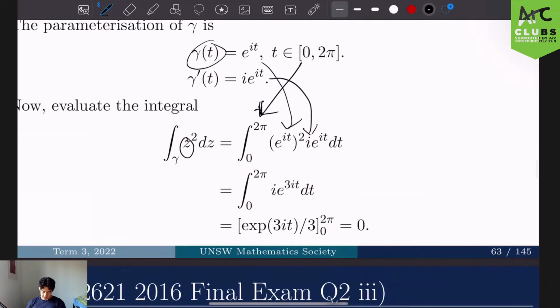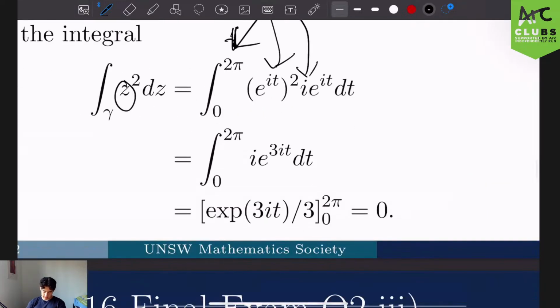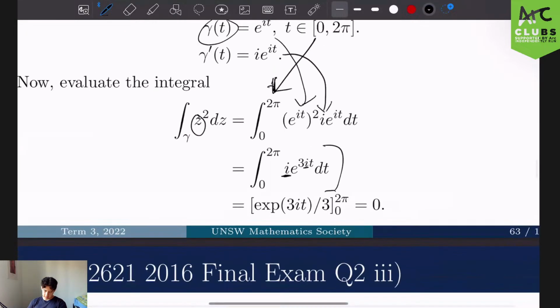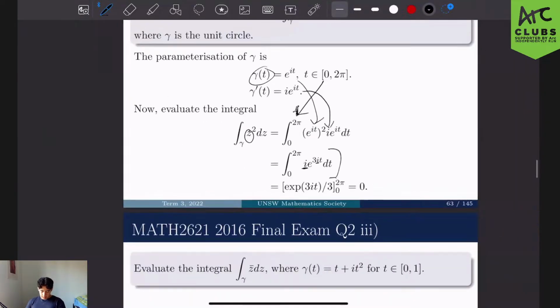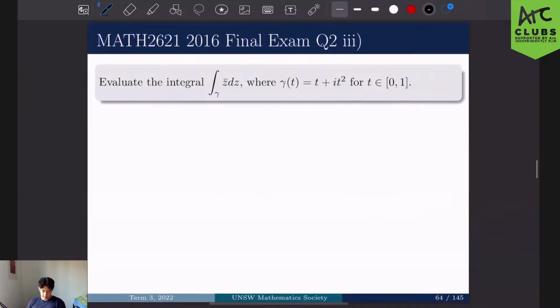And then after some simplification, we have this. When we integrate, the i's will cancel out, and we're just left with e to the 3it over 3. Substitute in the bounds there, and it will equal 0.